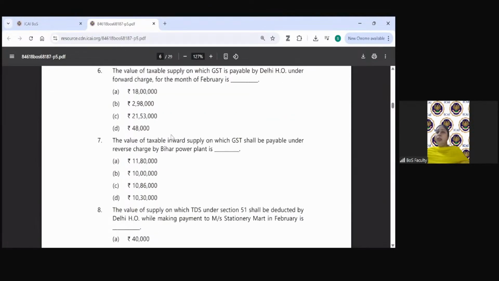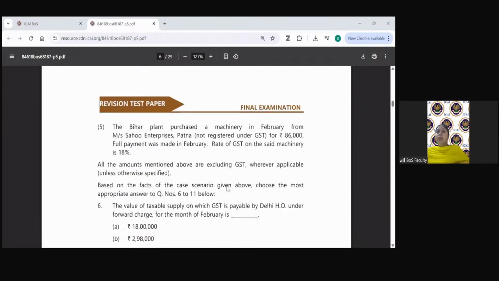The question says value of taxable inward supply on which GST shall be payable under reverse charge by Bihar Power Plant. I have got one more answer from Prashant. Prashant has given answer to next question also. But let us see this question first, Prashant, then we will see the next question. The value of taxable inward supply on which GST is payable under reverse charge by Bihar Power Plant.